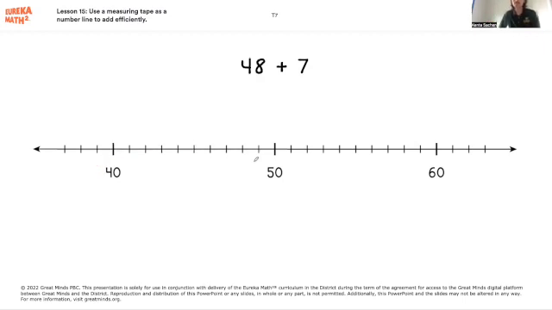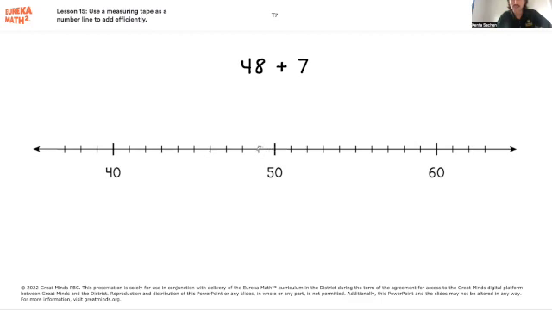Okay, 48 plus 7. I want you all to look at this number line, and where is 48? I want you to point to it. Point, point, point, point. Yeah, seeing all these hands pointing at the TV. Great. So I know that 48 is between 40 and 50. I can count from 40 all the way to 48. Or I know that 48 is 2 less than 50, right?